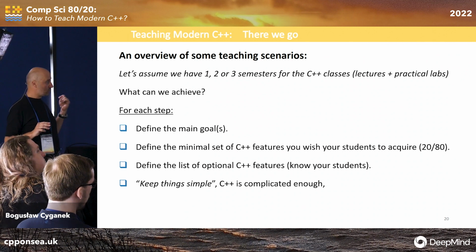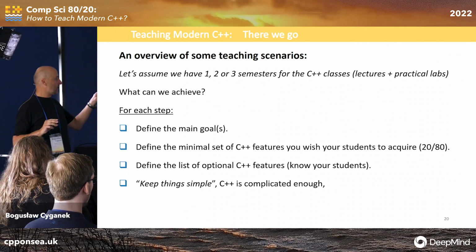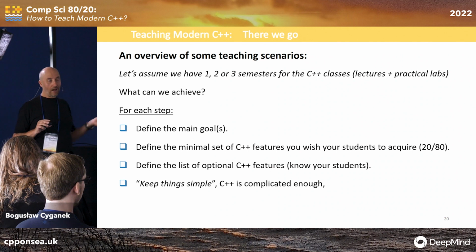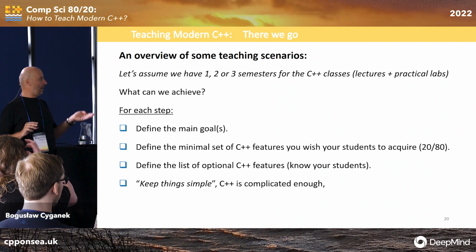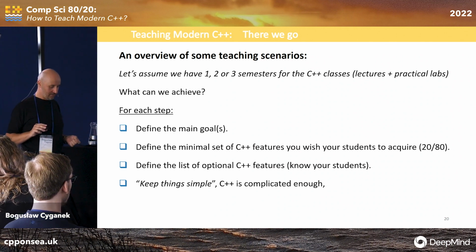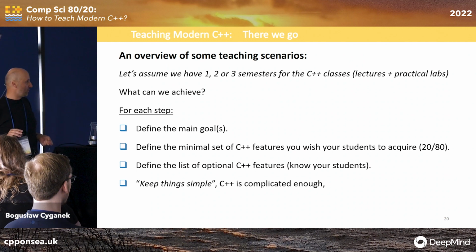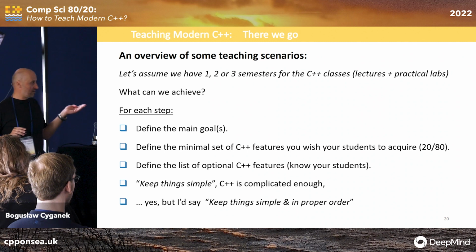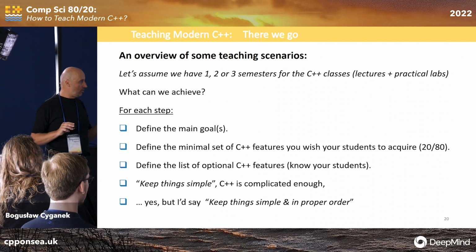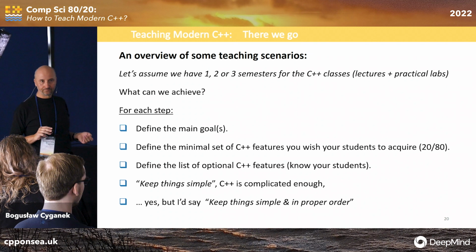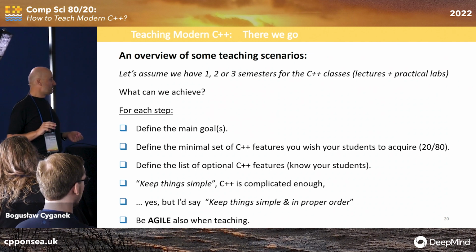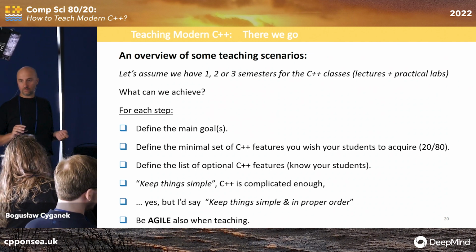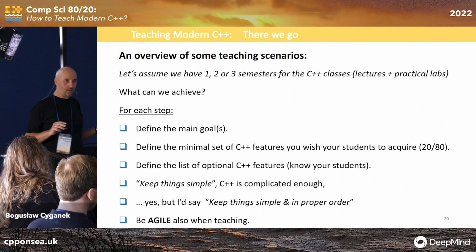And Björn Stroustrup said, keep things simple. Einstein said this as well, but in a different framework. C++ is complicated enough, but I would say, rephrase this, keep things simple and in proper order. And also be agile. Be agile. I already mentioned this. So react.